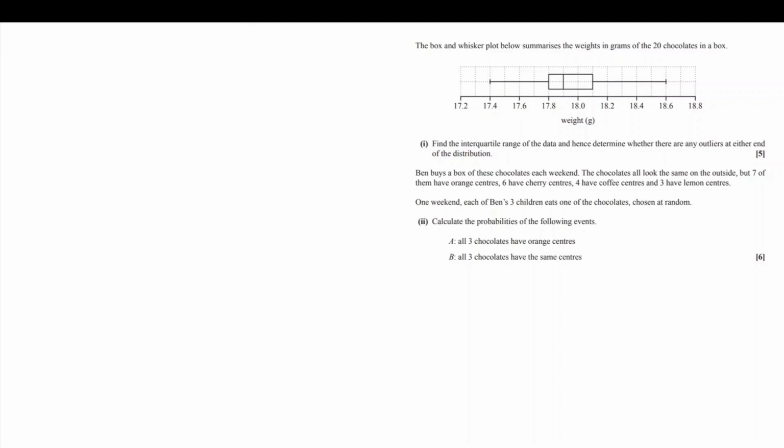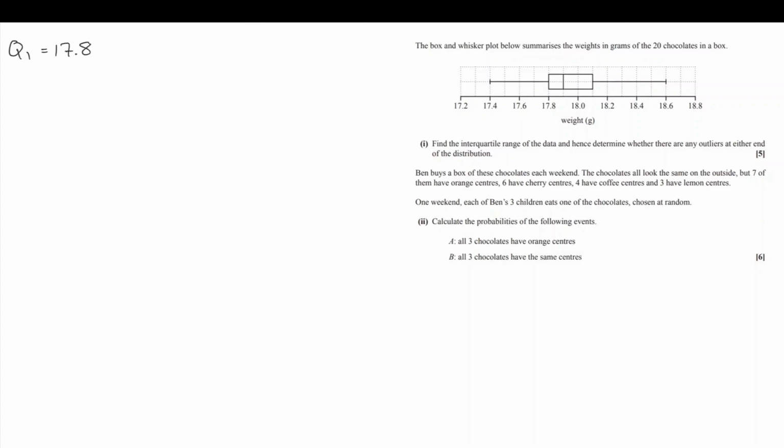In this question, we've been given a box and whisker plot, and we've been told that it summarizes the weight in grams of 20 chocolates in a box. The first thing we're asked to do is to find the interquartile range of the data and to determine whether there's any outliers at either end of the distribution. So it seems like this box plot has been produced without considering if there are outliers. So let's make sure we do that step.